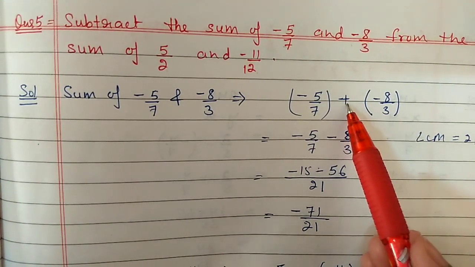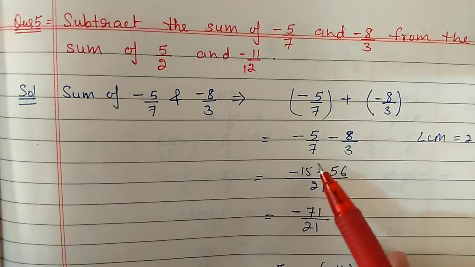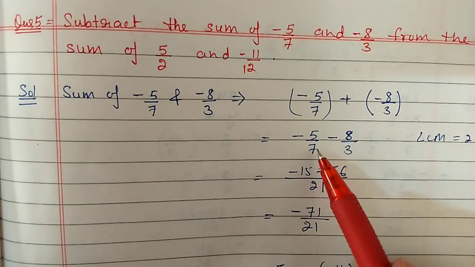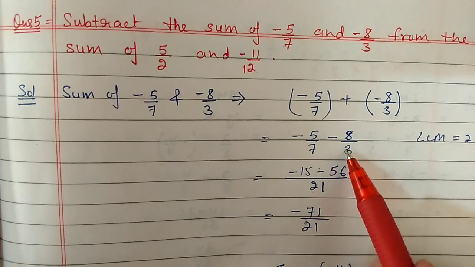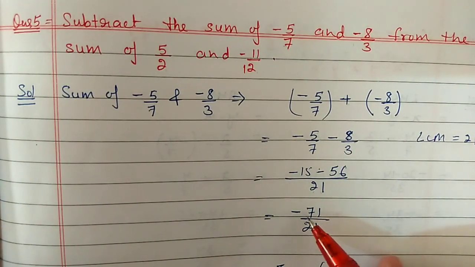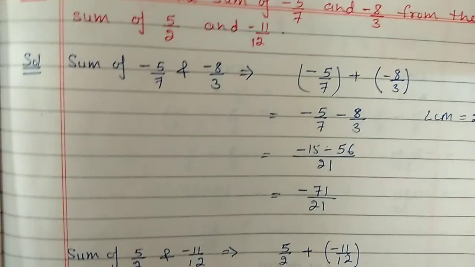Sum means we have to add. Take the LCM of 7 and 3, 21. In 7 table it is coming 3 times, so multiply 3 with numerator. 3 table it is coming 7 times, so multiply 7 with numerator. So your answer is minus 70 by 21.